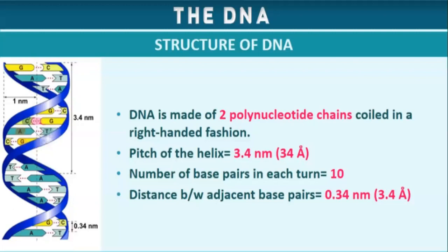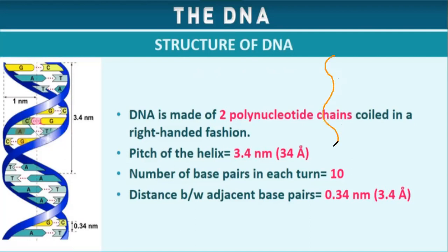DNA is made up of two polynucleotide chains coiled in a right-handed fashion, and the pitch of the helix is 3.4 nanometer. This is what we say is the pitch of the helix. And the number of base pairs in each turn: in each turn, we have 10 base pairs.